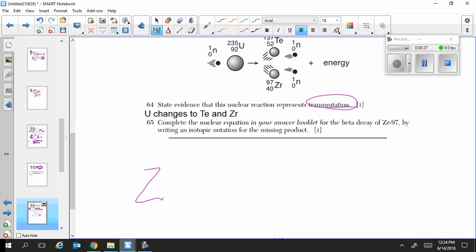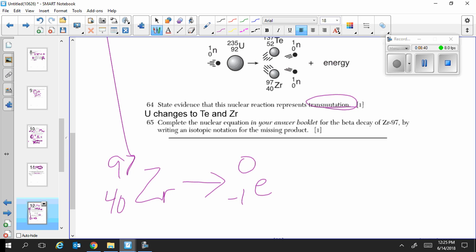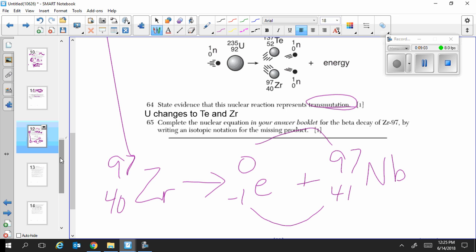Complete the nuclear equation for the beta decay of Zr-97. Zr-97 is the mass. Zr is 40, and it says beta decay. So I can look up a beta. This is a beta. And then if I have 97 on this side, these two have to add up to 97, and these two have to add up to 40. So 41 minus 1 would give me 40. And then I look up what element 41 is, and it is Nb. So there is the answer to 65.